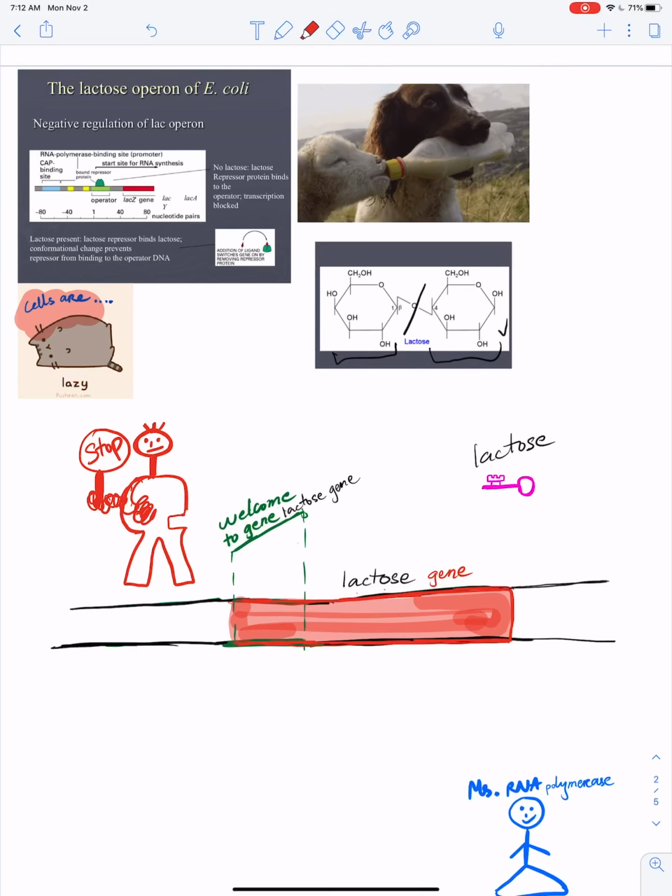So the lactose operon has negative regulation and also positive regulation. First we talk about the negative regulation. The negative regulation works with Mr. Repressor, who stands in front of the gene, the doorway of the lactose gene.